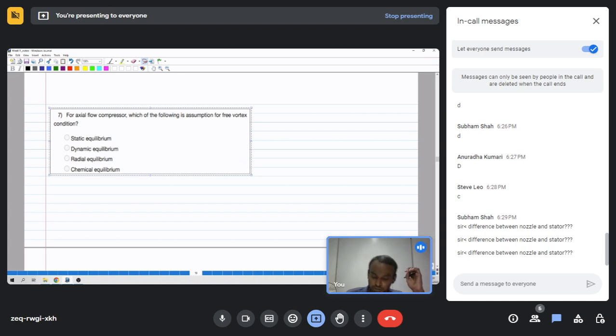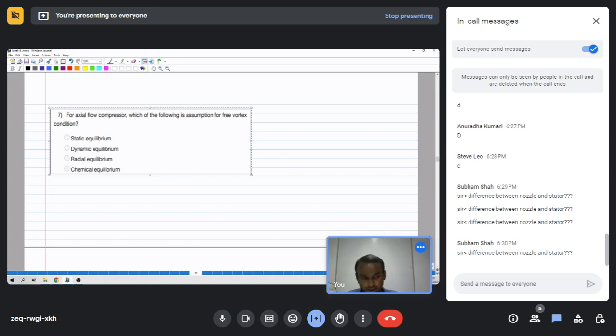For axial flow compressor, which of the following assumption is for free vortex condition? Static equilibrium. Difference between nozzle and stator.